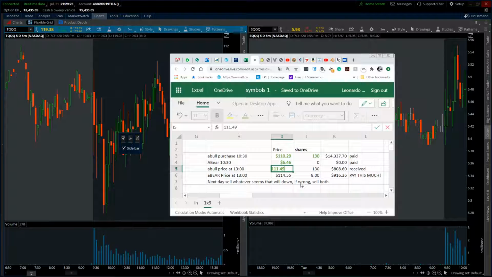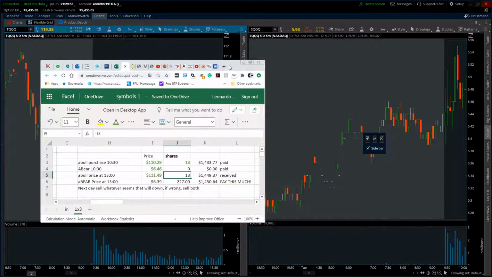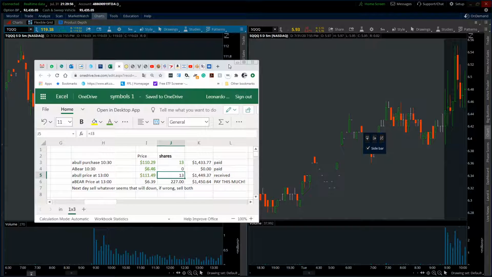111.49. Let's put the numbers backwards. I'm slow. But this 130 is too much. It should have been 13. Right, I don't have that much money. Okay, so this 13 is the same as this number, and this tells you that you're gonna buy the other one at 639, and you're gonna buy 227 shares. So where would that be?